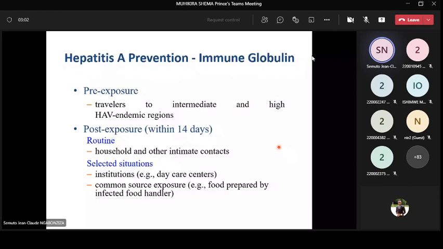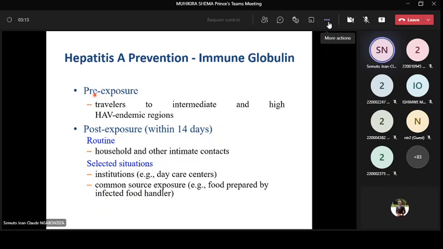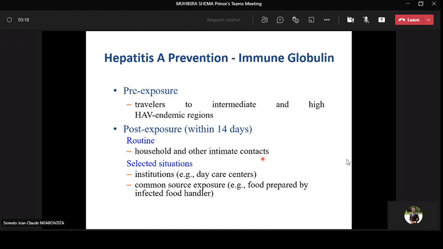So we have prevention, we have immunoglobulin. For travel to intermediate and high endemicity areas, they can get pre-exposure, and post-exposure as well, for household and other intimate contacts who you know had hepatitis A, and in selected situations like common source outbreaks. Well prepared, in most cases it's manageable. Any question with hepatitis A?